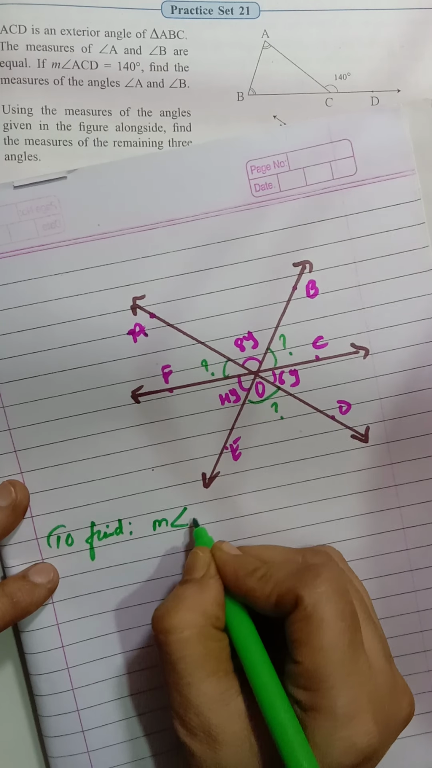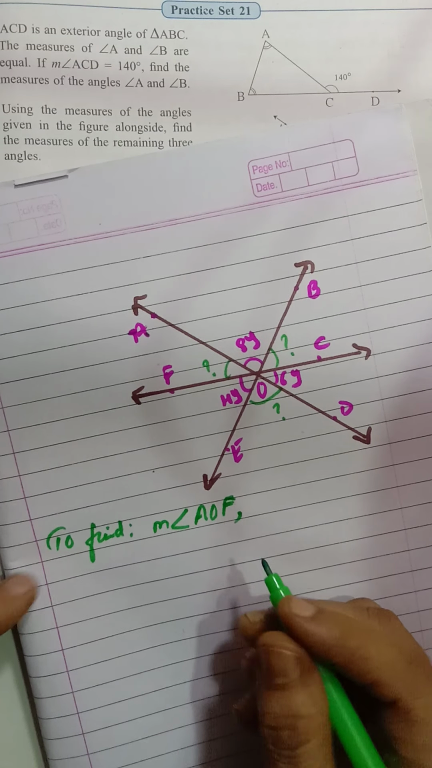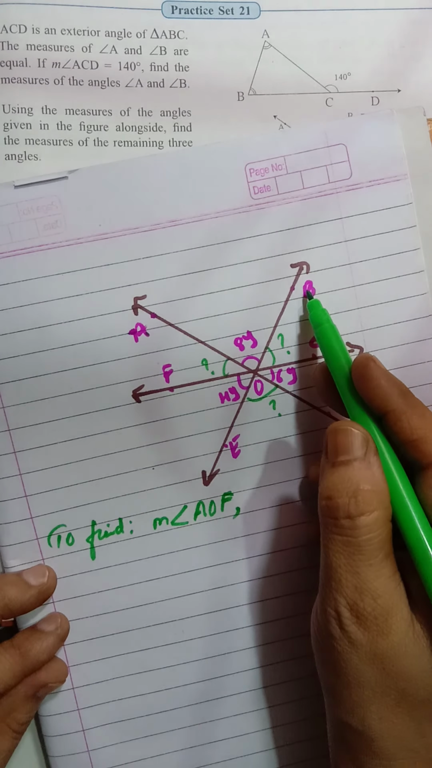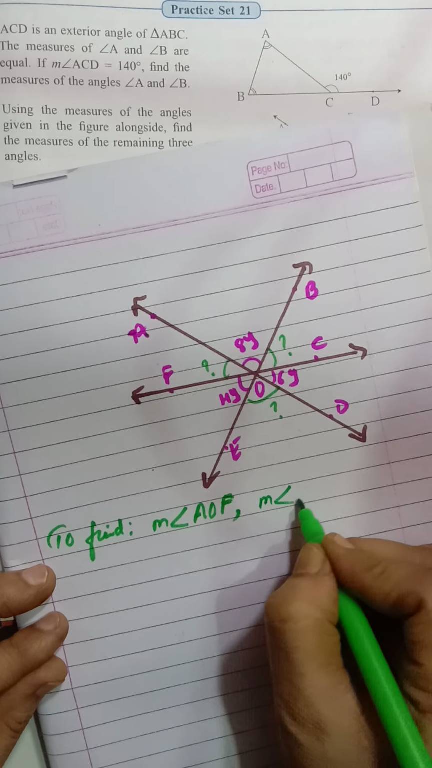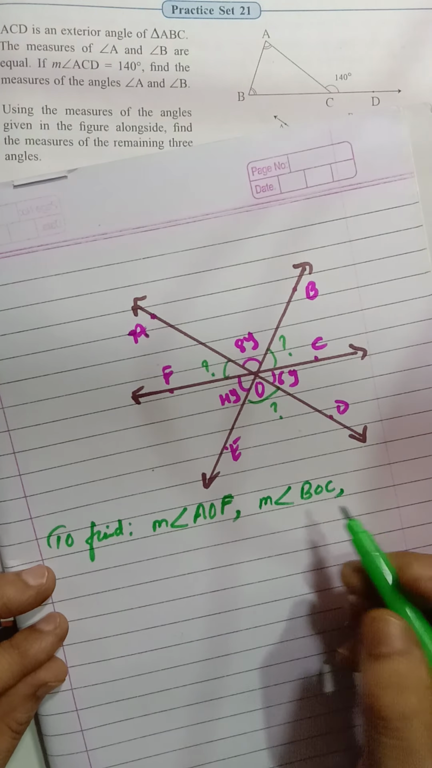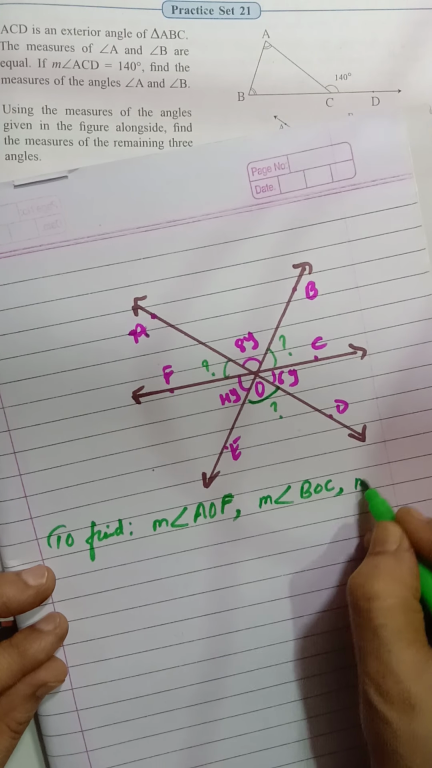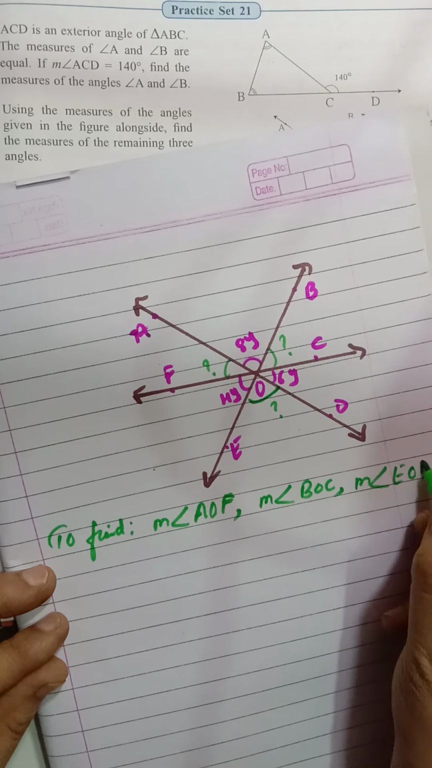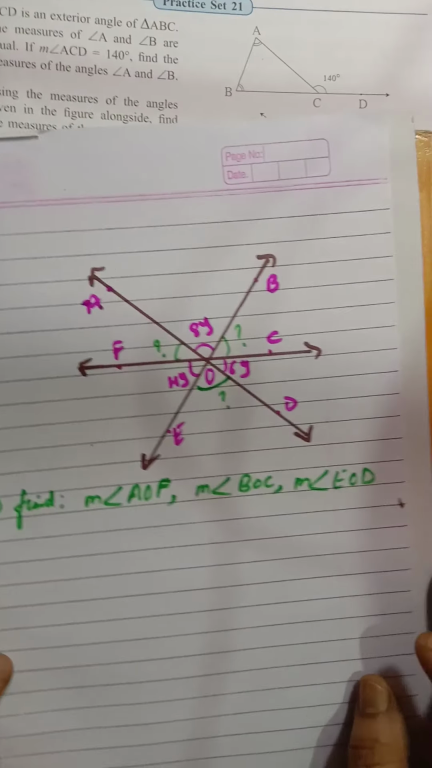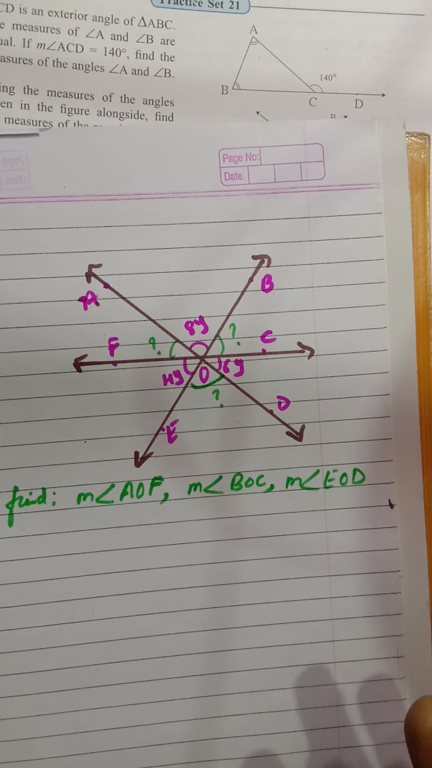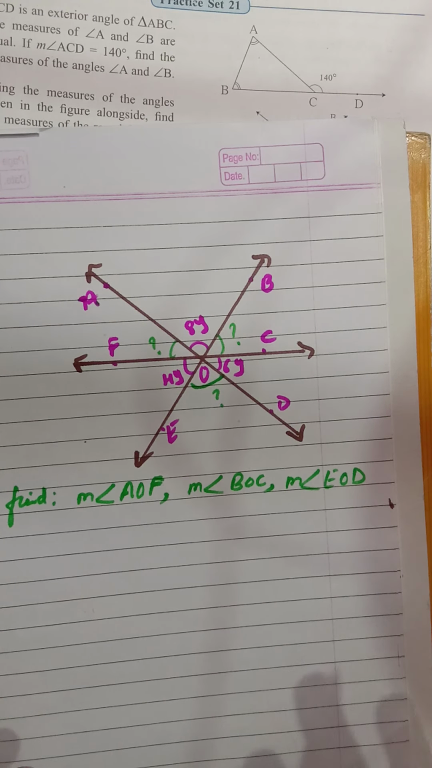Measure angle AOF. Okay, then next angle, this angle. So what is the name of this angle? BOC. Measure angle BOC. And third angle what we have to find? This angle EOD. Measure angle EOD, or you can also say DOE. So these 3 angles we need to find out. We have to find the measures of all these 3 angles which are not given to us.